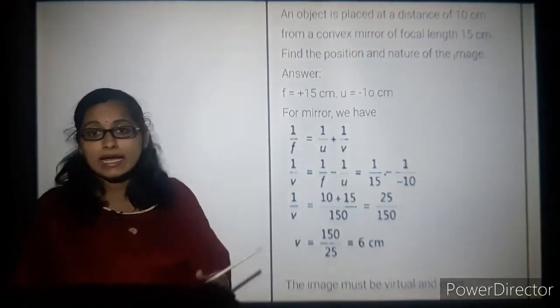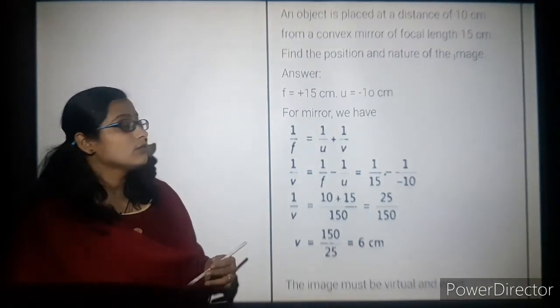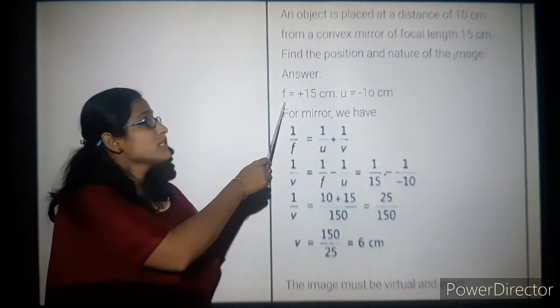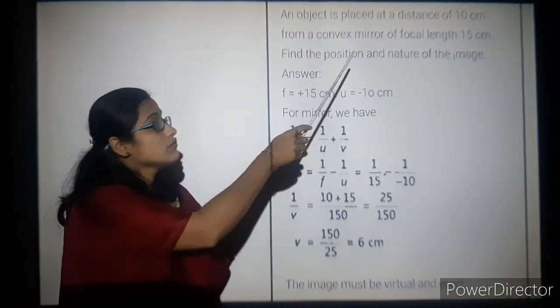So next, coming to an object placed at a distance of 10 centimeters from a convex mirror of focal length 15 centimeters. What you need to find is the position and nature of the image here. So focal length f is 15 centimeters, u is, they have given 10.